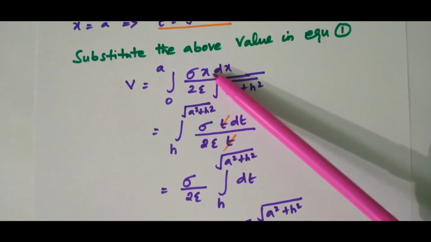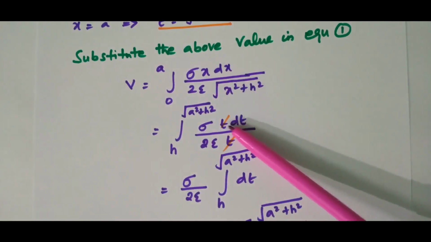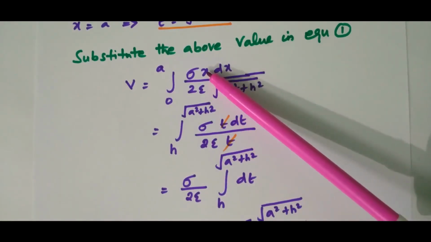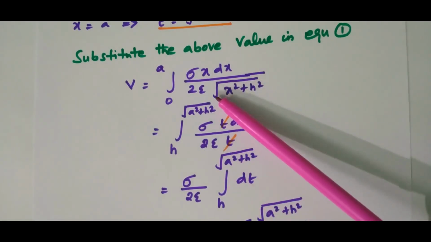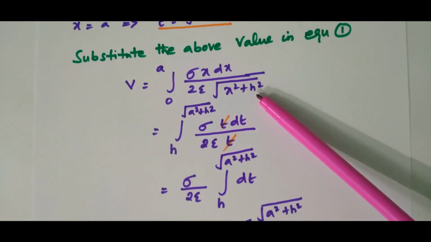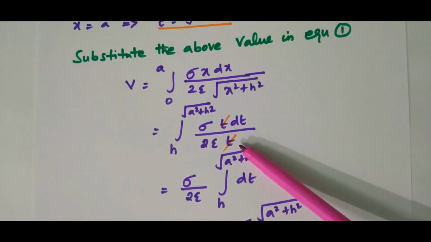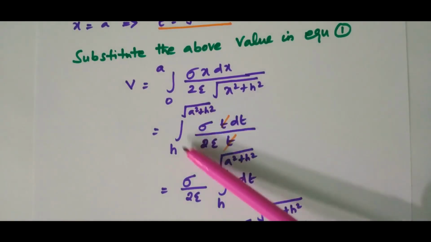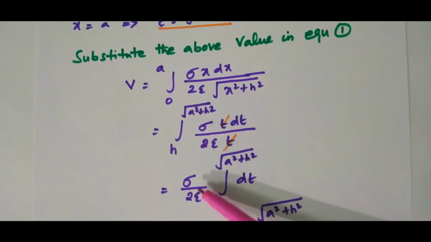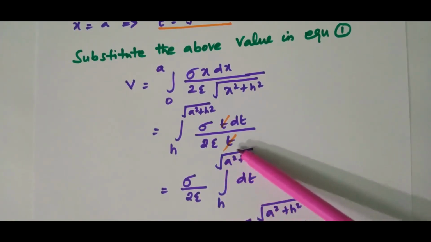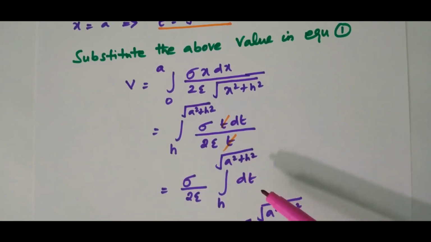Sigma, this x dx is nothing but t dt. We got that previously. So the x dx is t dt divided by 2 epsilon. What is this square root of x square plus h square? That is nothing but t. So now it is simplified. This t got cancelled, and sigma by 2 epsilon is constant. So the integral's lower limit is h, upper limit is square root of a square plus h square, into dt.